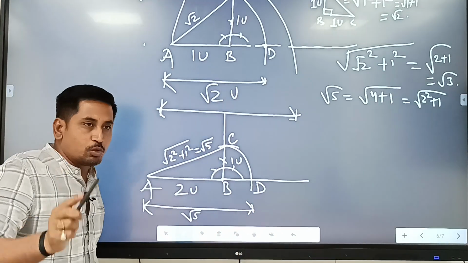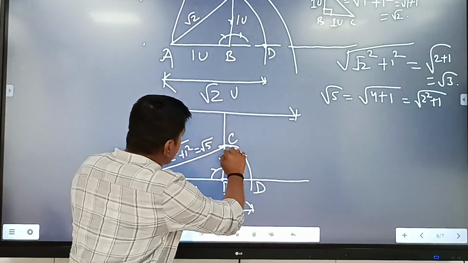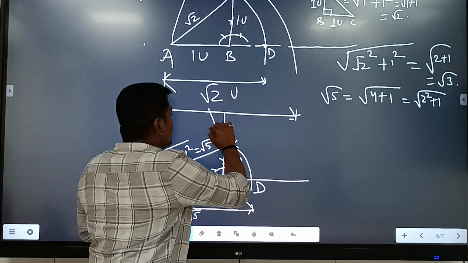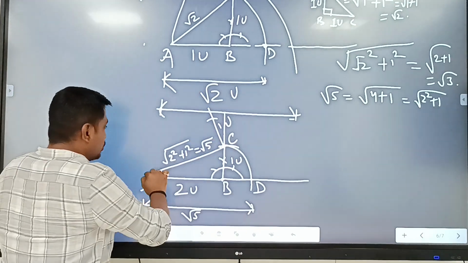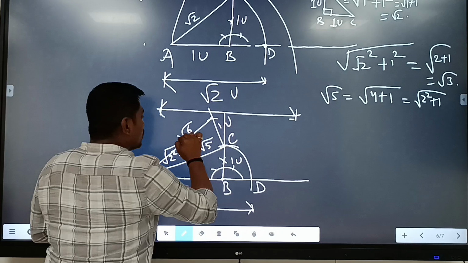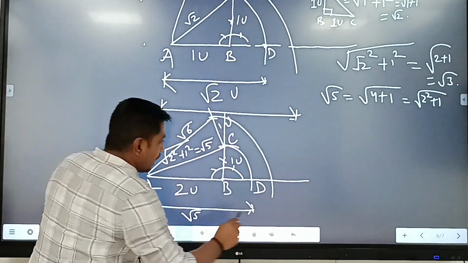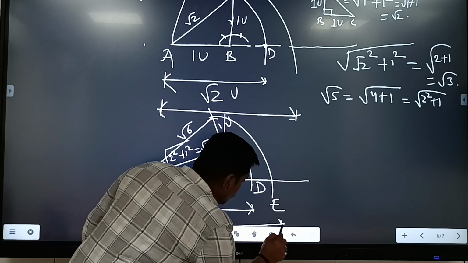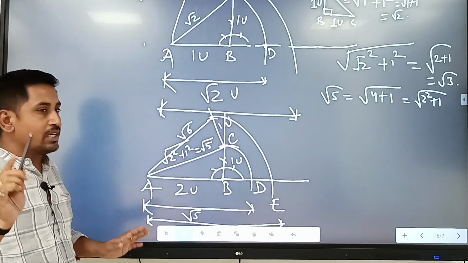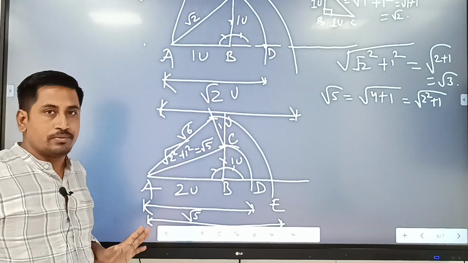Again, if I ask you to draw root 6, how will you represent it? Just draw 90 degrees over here, make a 1 unit arc over here and join this. This will give you root 6. Just mark it like this and write it as AE. This will be root 6. Like this way we can represent any irrational number on the number line.